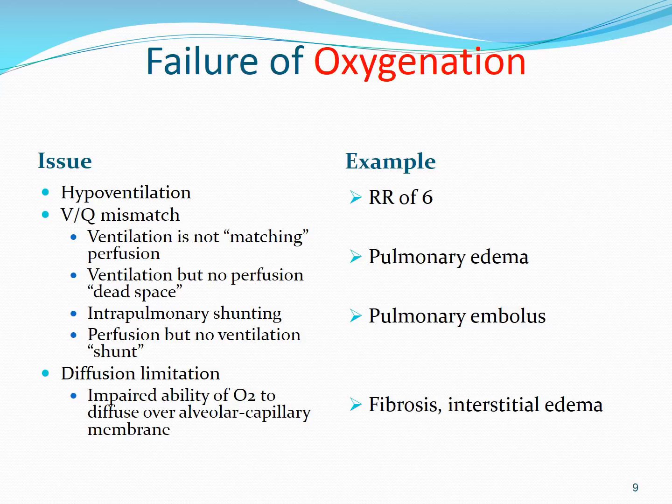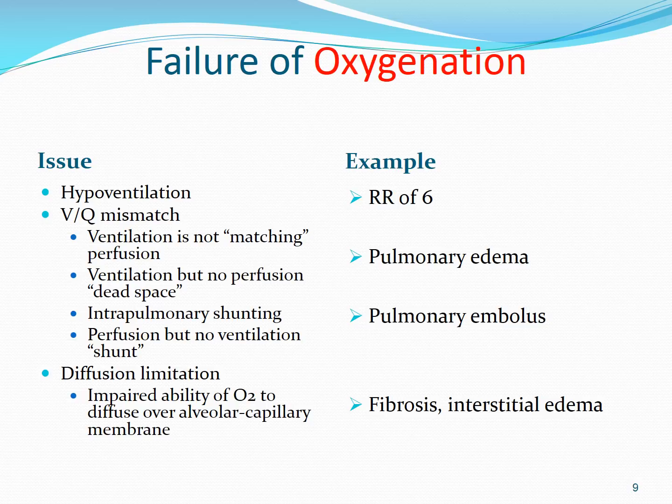When we have failure of oxygenation, we're looking at an issue where not enough oxygen is getting to the blood. We have a failure to oxygenate. There are a number of different ways our patients can fail to oxygenate. Looking at our list here, we may see hypoventilation, something called VQ mismatch, and something called diffusion limitation. So let's look at hypoventilation first.